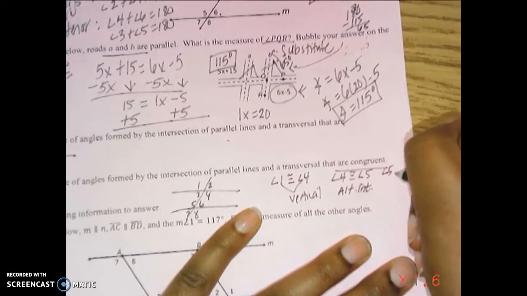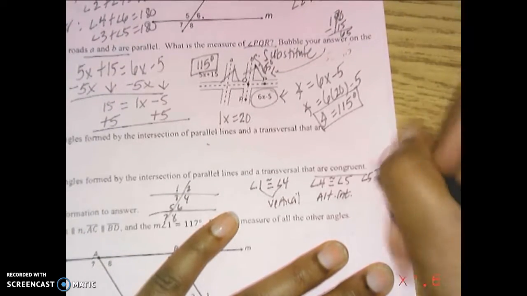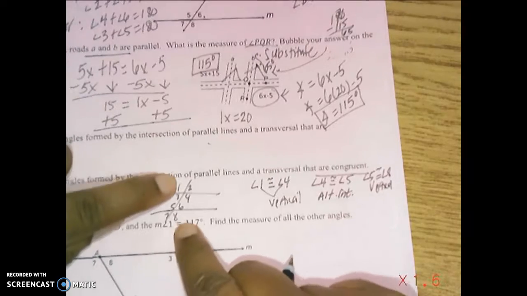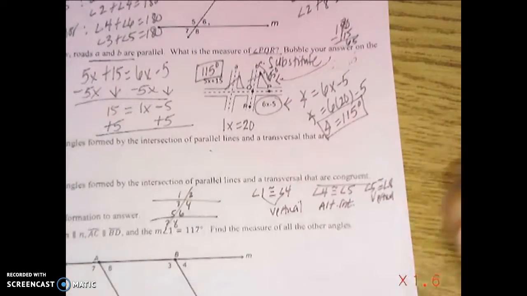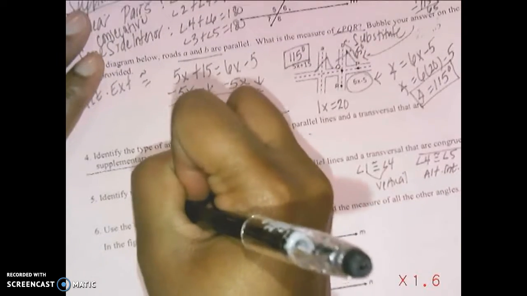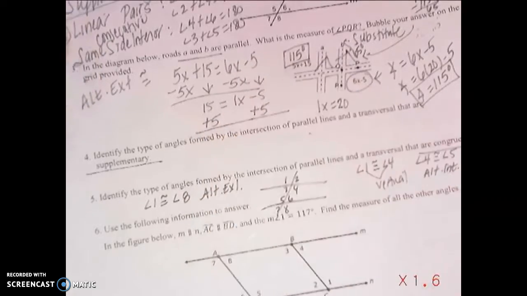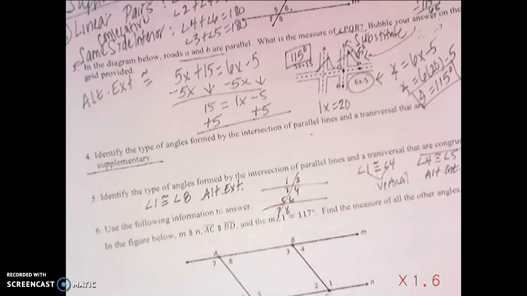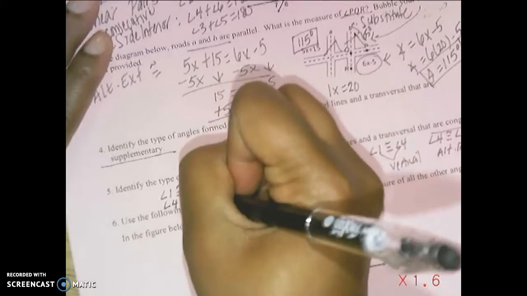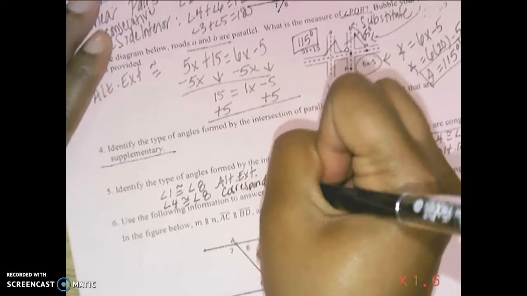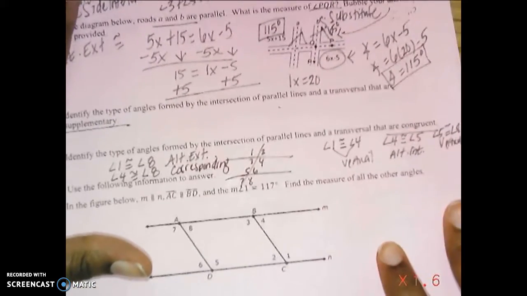Angle 5, angle 8, vertical. And then to put it all together, 1 and 8 are alternate exterior. I'll put it over here. Angle 1 is congruent to angle 8 because they are alternate exterior. And then I'm missing one. 4 and 8. Angle 4 is congruent to angle 8 as well because they are corresponding. And that's your types of angles that are congruent when you got parallel lines.